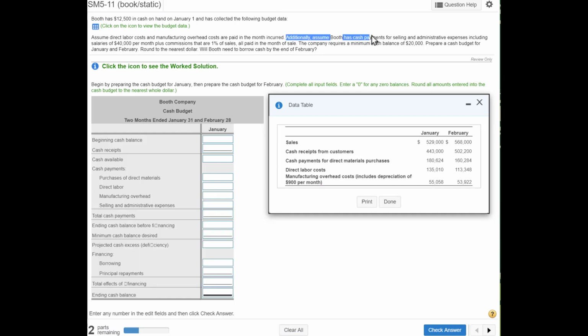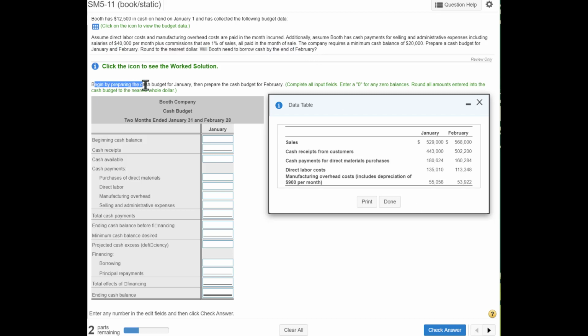Additionally, assume Booth has cash payments for selling and administrative expenses, including salaries of $40,000 per month, plus commissions that are 1% of sales. And it's all paid in the month of the sale. The company requires a minimum cash balance of $20,000. So at the end of the month, if we find out we don't have $20,000, we need to borrow some money to get it up to the minimum of $20,000. Prepare a cash budget for January and February, rounding to the nearest dollar. Will Booth need to borrow cash by the end of February?